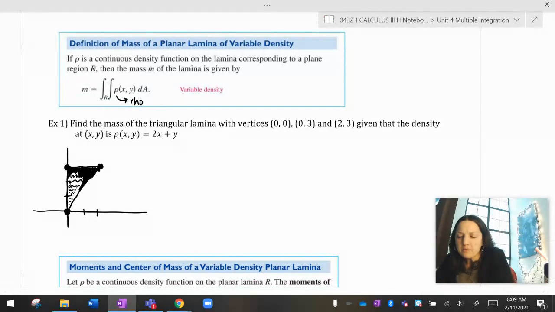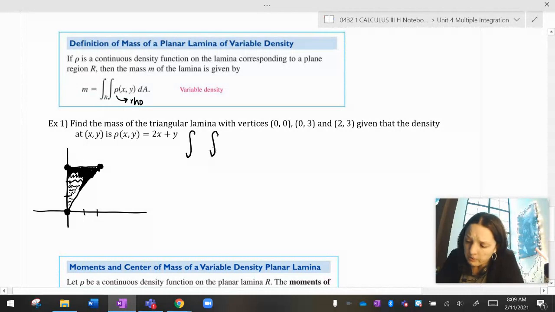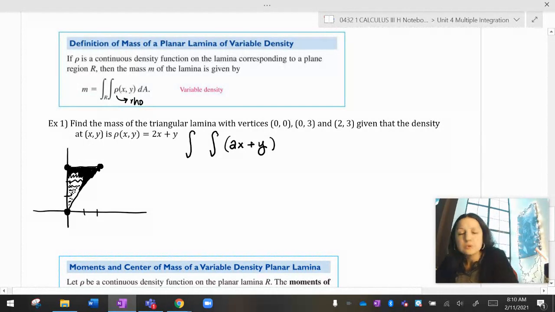Now, if I want to find the mass of that thing, I just have to throw that density function inside a double integral. So I'm going to have the double integral of my region for the integrand 2x plus y. Well, 2x plus y is integrable with respect to x and y equally. So I'm going to do dy dx because this region is vertically simple. So I'm going to call that dy dx.